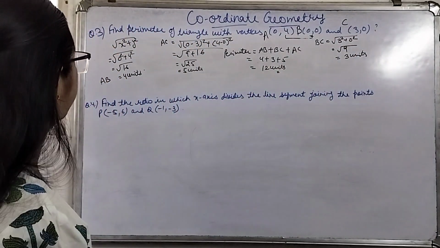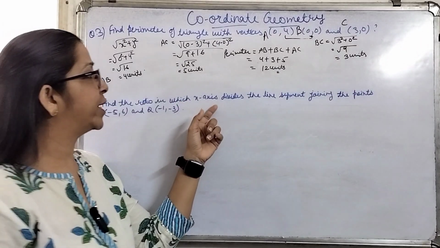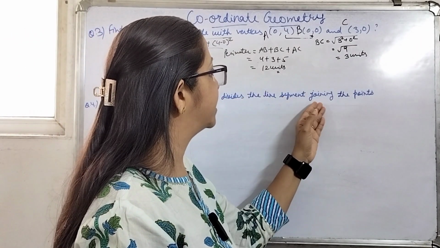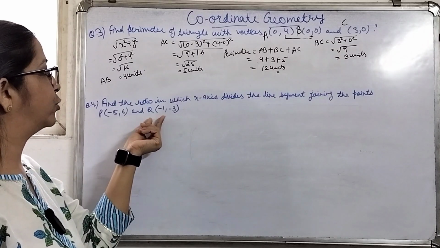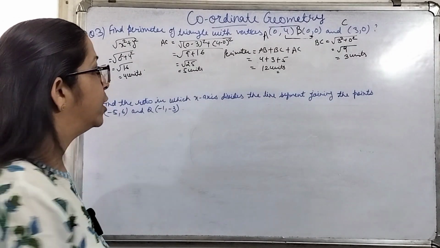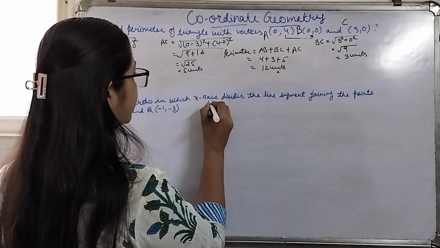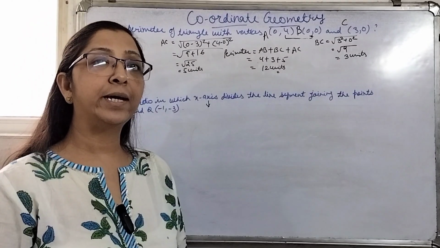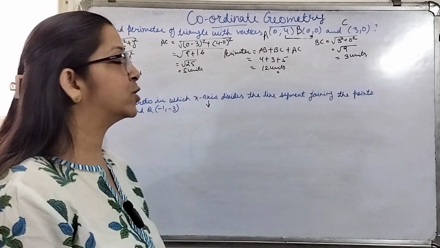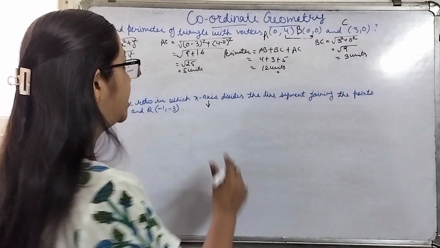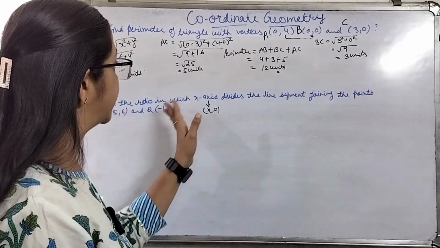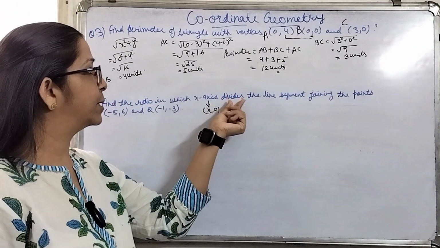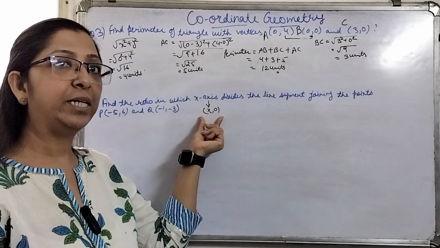Now the next question is, find the ratio in which the x-axis divides the line segment joining the points P(-5, 6) and Q(-1, -3). If there is any point on the x-axis, then we know that its y-coordinate will be 0. Suppose the point is (x, 0), because it is lying on the x-axis, which simply means its y-coordinate will be 0.